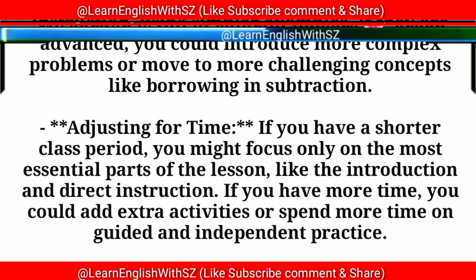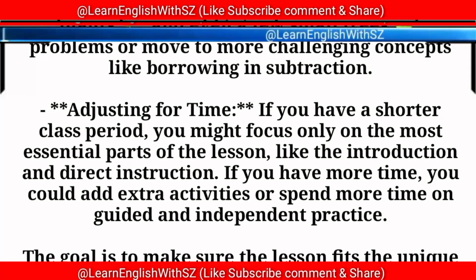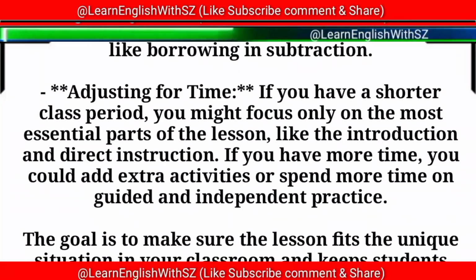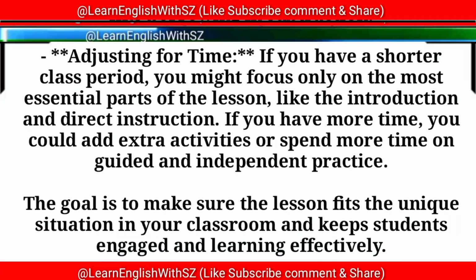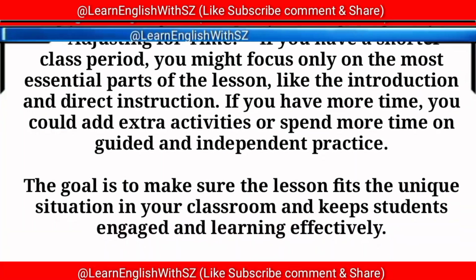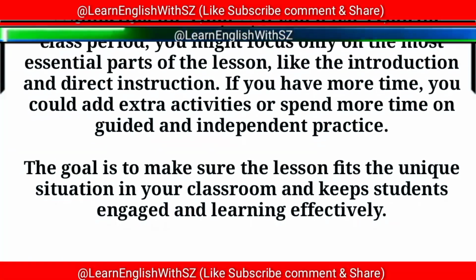If you have more time, you could add extra activities or spend more time on guided and independent practice. The goal is to make sure the lesson fits the unique situation in your classroom and keeps students engaged and learning effectively.